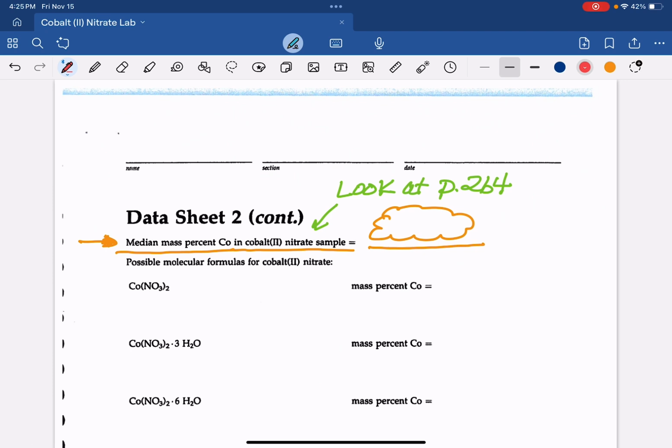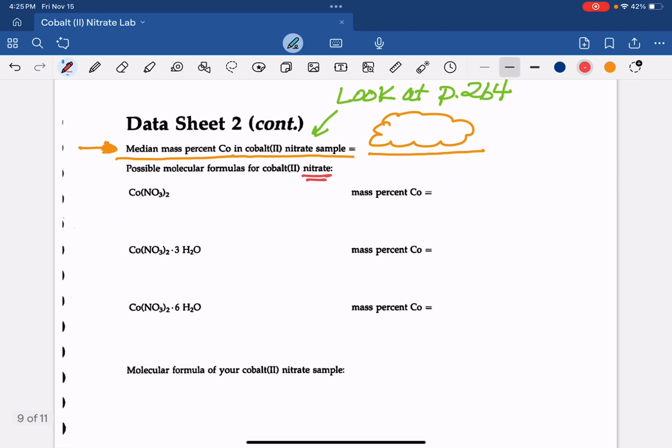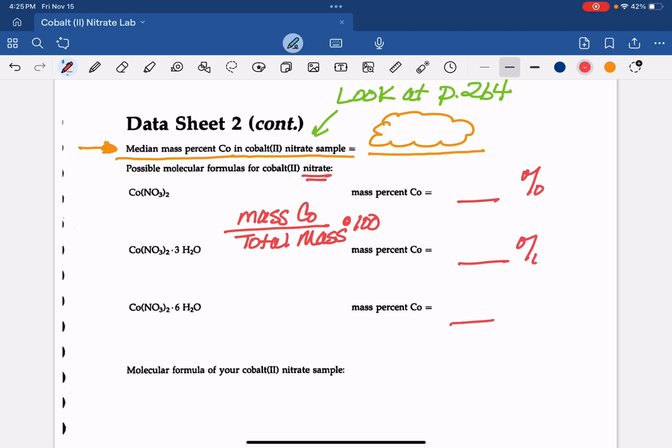This happens to be cobalt nitrate. So just make sure that as you're doing it, you take your mass of your cobalt divided by the total mass, including the waters, multiply by 100, and when you do it for all 3, you're going to get 3 percent values. Now, remember up here, you have your median value.